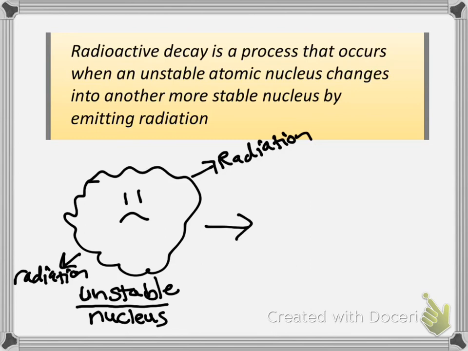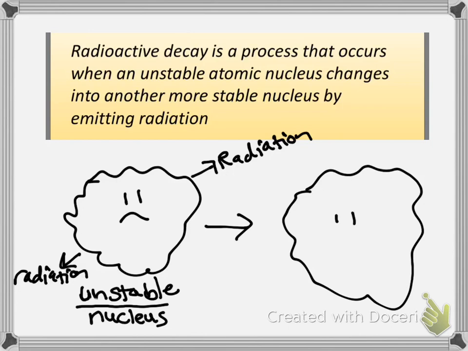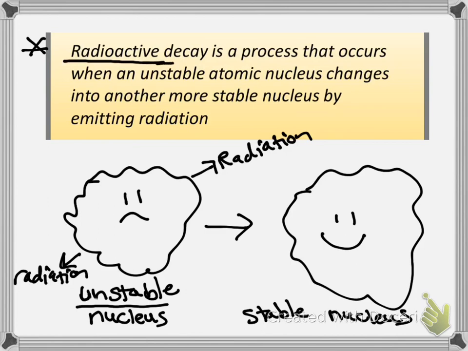Now, when an unstable nucleus releases radiation, it's going to become, what do you think? Stable. It's going to become stable. So please copy this definition into your notebook. When a nucleus releases radiation, it's called radioactive decay. It is a process that occurs when an unstable nucleus changes into a stable nucleus by emitting radiation. Emitting means taking out or releasing.